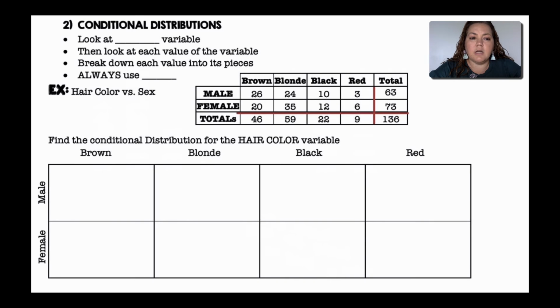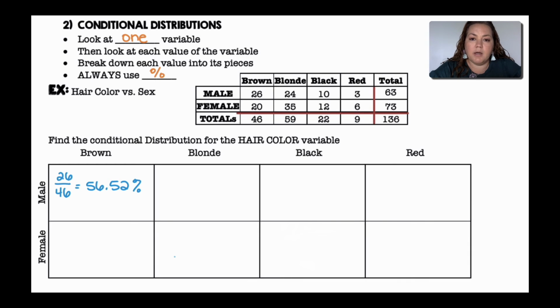All right, the second one would be conditional distributions. So we look at one variable, then look at each value of that variable, then break down each value into its pieces, and we always use percent. So using the same table, find the conditional distribution of the hair color variable. So for male and female, brown, blonde, black, and red, I'm going to do for male brown, this is for hair color, so this is out of the hair color totals.